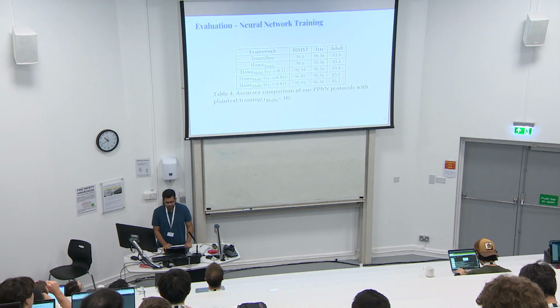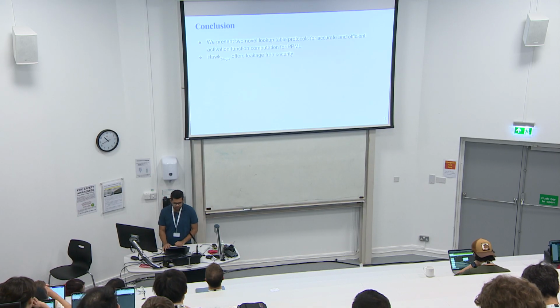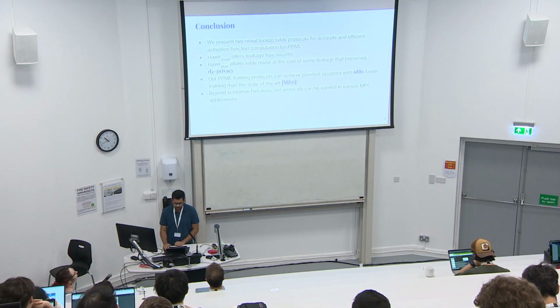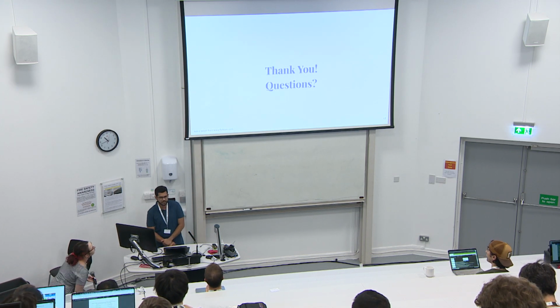If we look at the neural network accuracy numbers, we can see that on the MNIST dataset with a 3-layered network, we are able to achieve accuracy very similar to plaintext training. So in conclusion, we present two novel lookup table protocols that can be used to compute activation functions for PPML, and we can do this while achieving plaintext training accuracy. And beyond activation functions, we argue that our protocols can be used in various multi-party computation applications. Thank you so much.